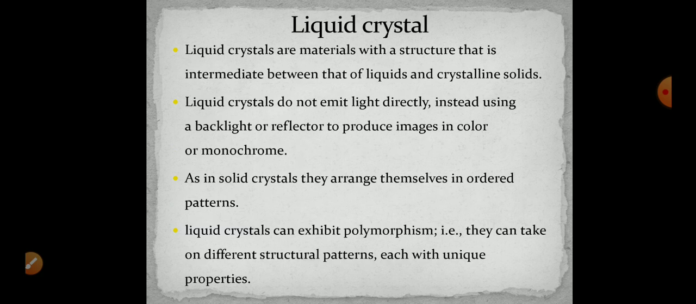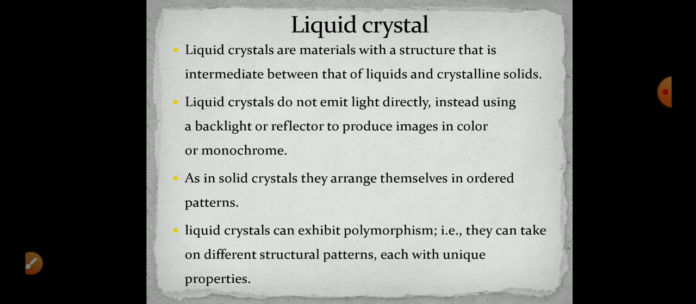Here we are using the liquid crystal. Liquid crystals are materials with a structure that is intermediate between that of liquids and crystalline solids. So a liquid crystal's property lies between that of liquids and solids. Liquid crystals do not emit light directly. So here we are using a backlight or reflector, simply a light source. We call this light source a backlight or reflector to produce the images in color or monochrome.